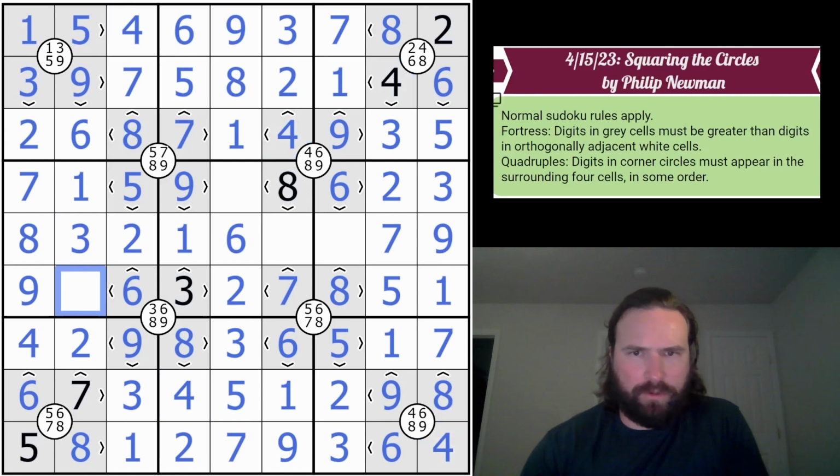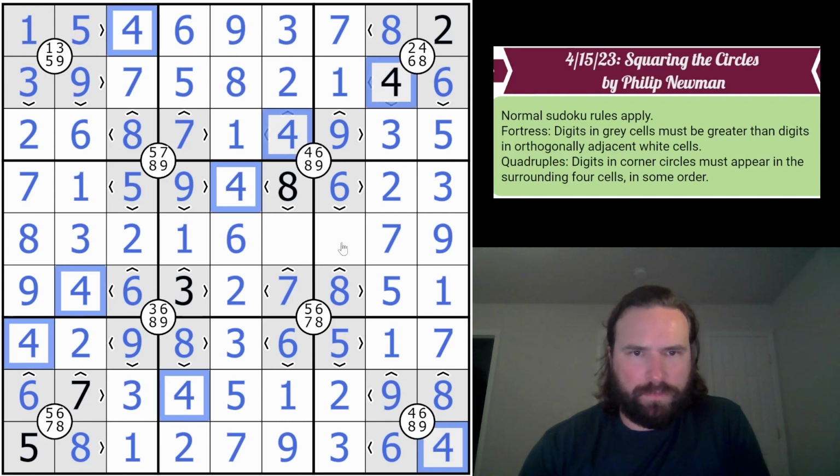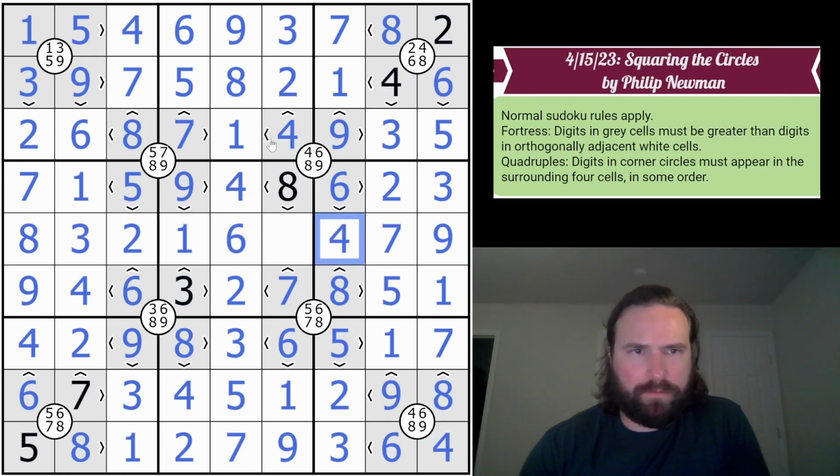This is a 4. This is a 4. This is a 4. What is this? This is the last number in the puzzle, 5.